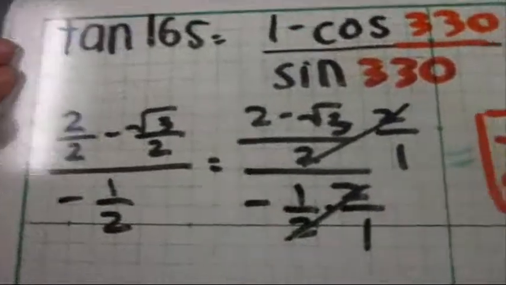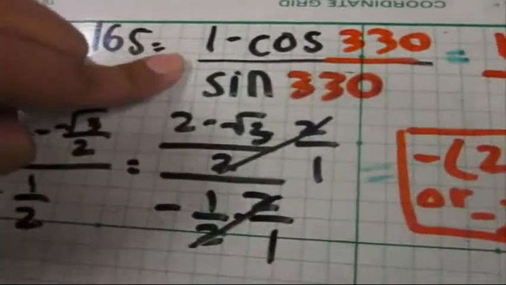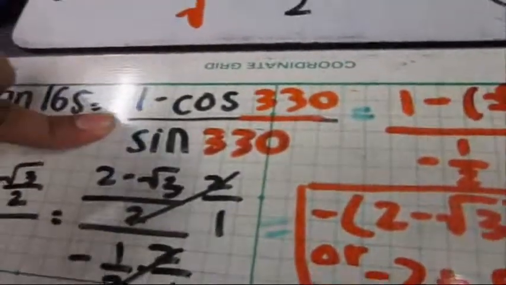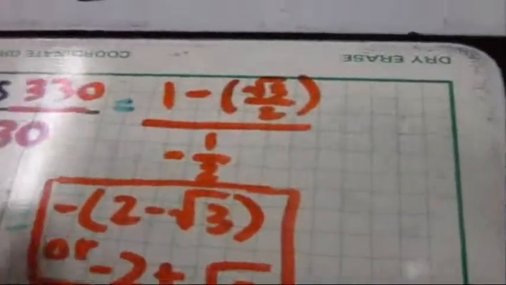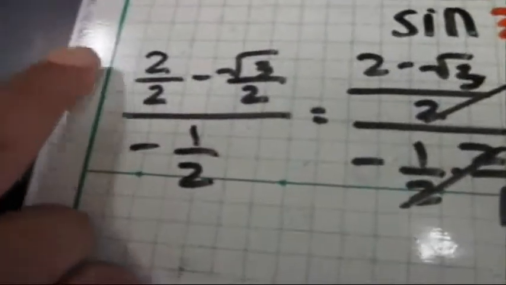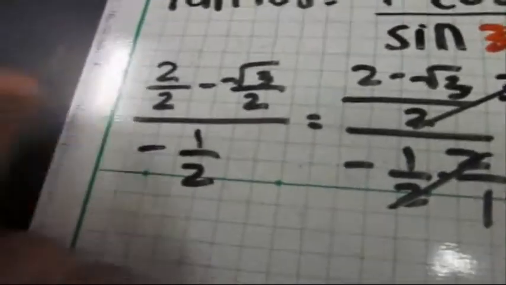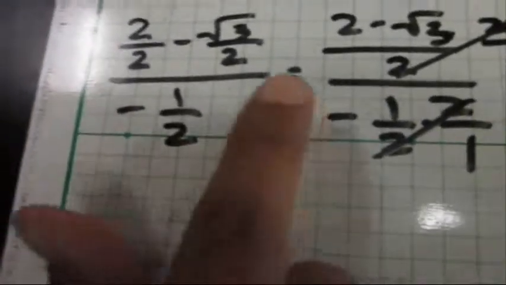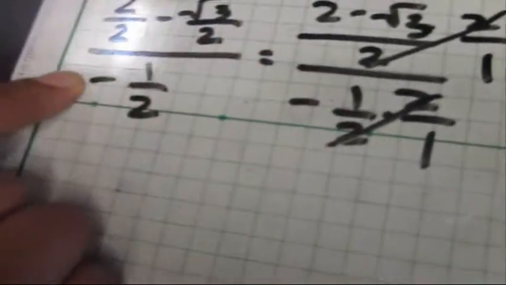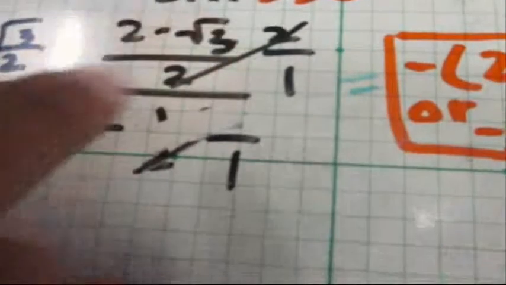Okay, the next one is tan 165. That would be 1 minus cosine 330 over sine 330. You plug in the ordered pair, which makes it 1 minus radical 3 over 2, all over negative 1/2. Like we did in the other problems, we do 2 over 2, which is still 1. Then we get rid of the fraction by multiplying by 2 over 1, and the 2 cancels.